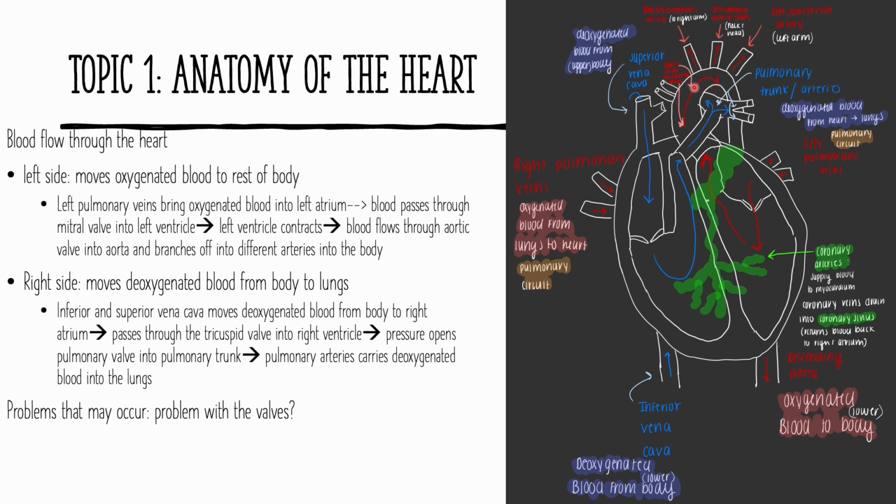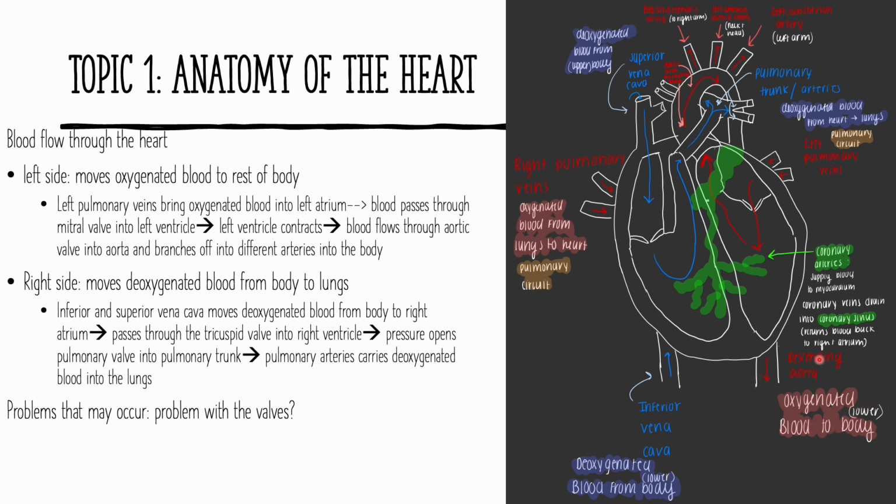So like we have our brachiocephalic artery, which flows to the right arm. We have our left common carotid artery, which flows to the neck and head region. And then we also have our left subclavian artery, which flows to the left arm. And then we have the descending aorta, which sends our oxygenated blood to the lower parts of the body.